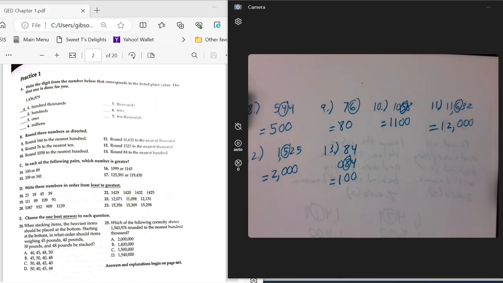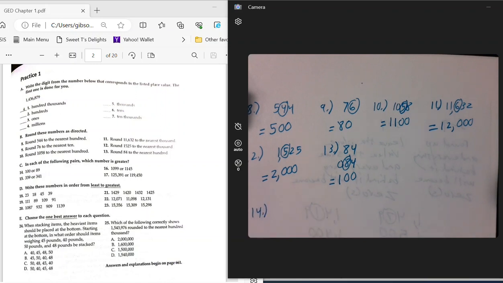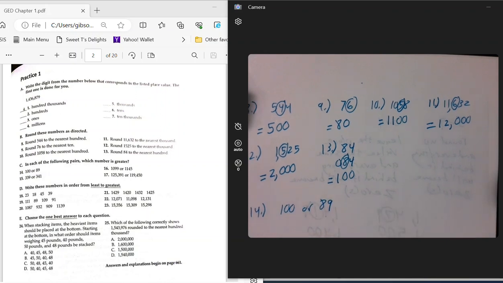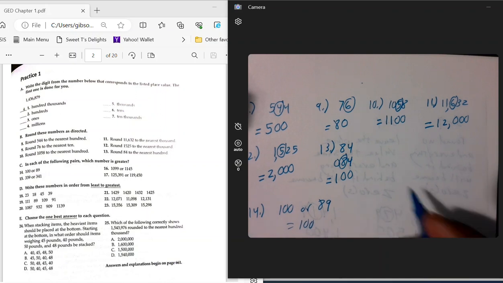Okay, so now we'll go down to C. It says in each of the following pairs, which number is greater? So we will have problem 14, and we have 100 or 89. Now we know based upon our numbers, we know 100 is greater. We know the 100 is greater, so our answer here would be 100. So then we will go to problem 15.